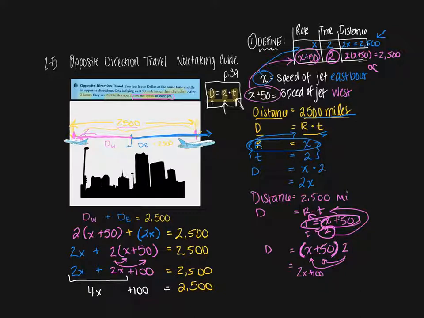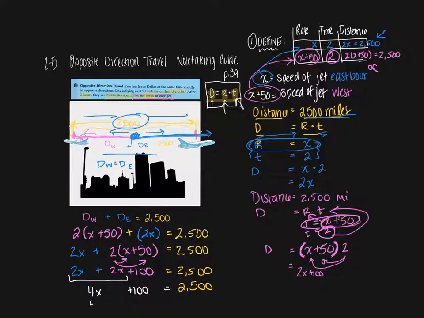Notice when they're going opposite directions, I had to add my 2 d's. I couldn't set them equal to each other because dw does not equal de. Well, it does, but I don't know what the distance is from this point to each. If I divided 2,500 in half, I could come up with it. But if I'm talking about the total distance, I have to add the distance of one plane plus the distance of the other when they're going opposite. So let's come down here and continue solving.